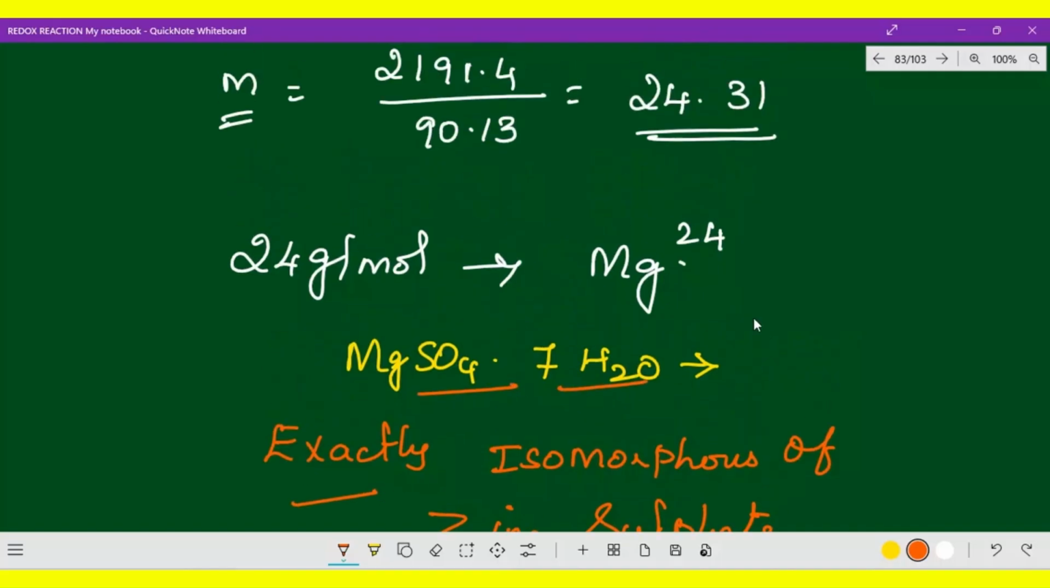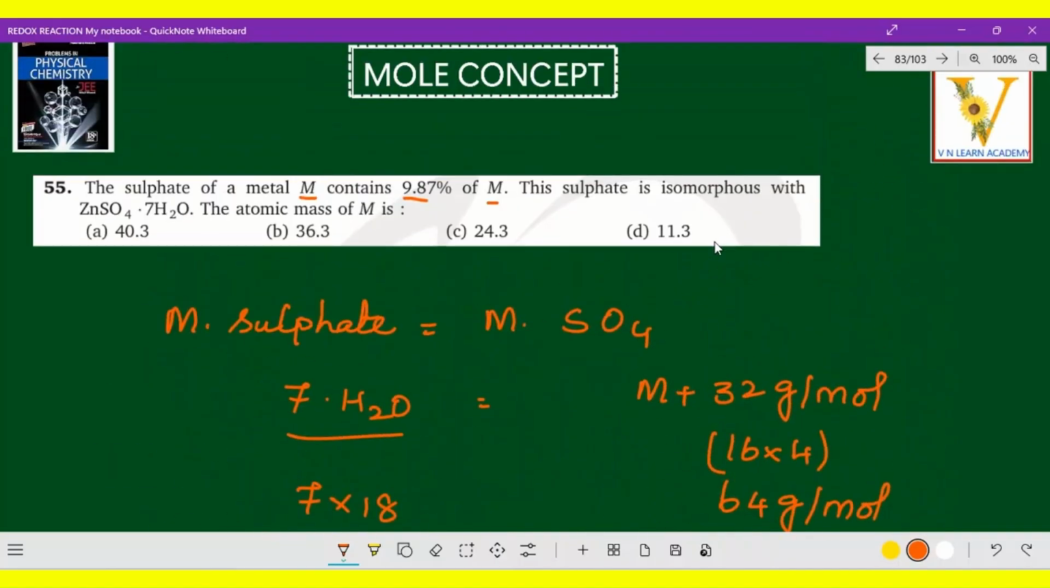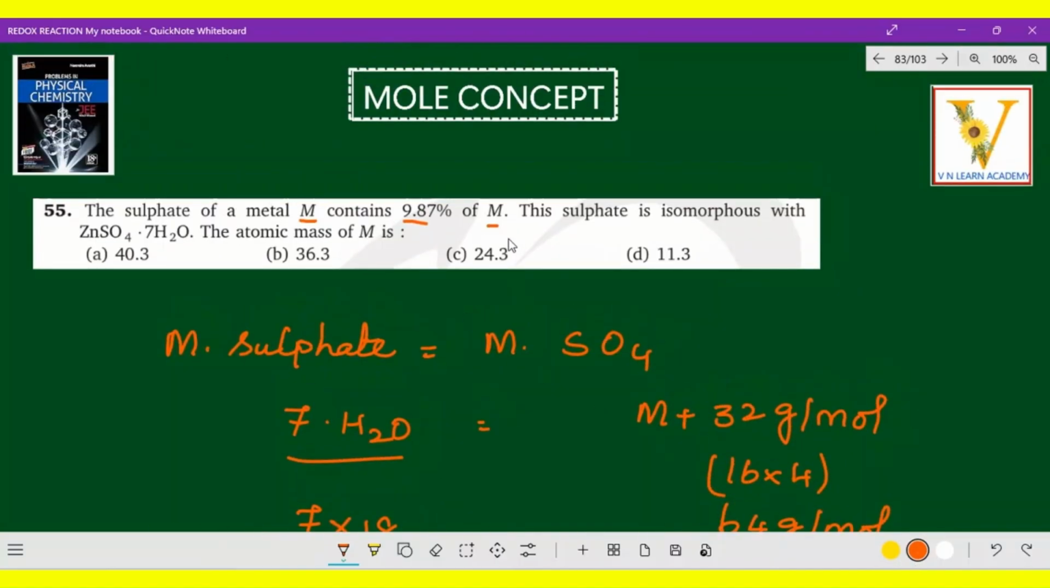Right, now which is the correct option? 24, right? 24.31, yeah, 24.3. Yeah, this is the correct option. Option C is the correct option. I hope you got the clarity on how to deal with this question. Come on, let us go to the next question.